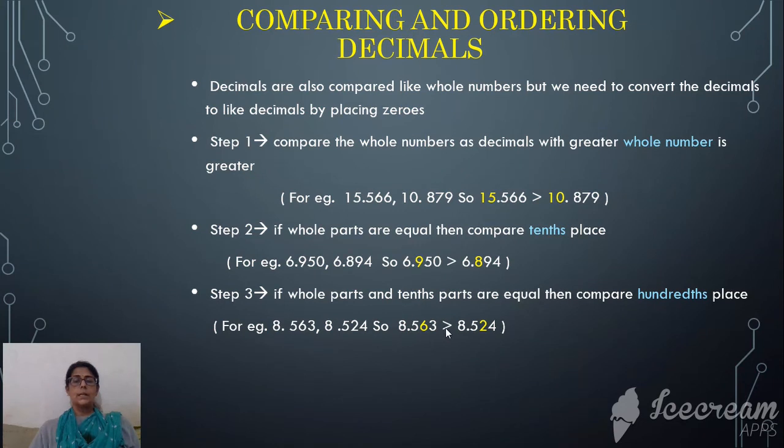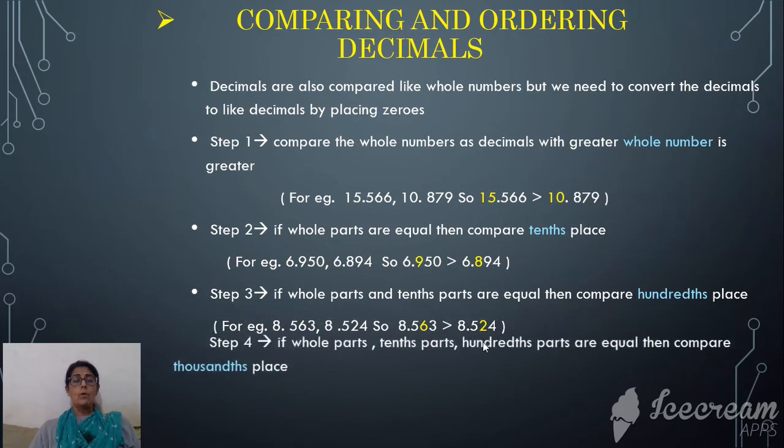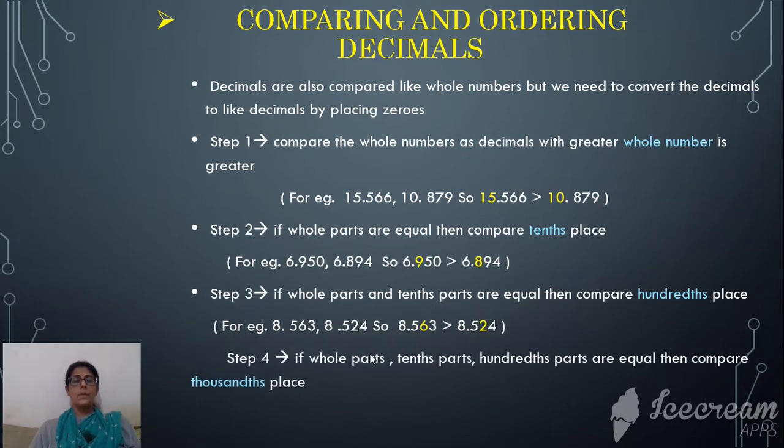8.563 is greater than 8.523. Why? Because 6 is greater than 2. Right? Okay. Now, fourth step. If the whole part, then the tenths part and the hundredths parts are equal, then we have to compare the thousandths place. Right? See, an example is given here.